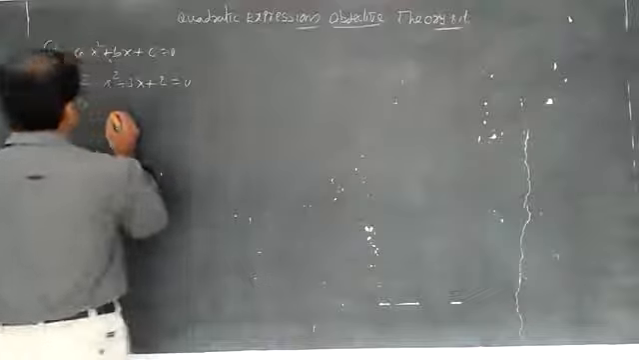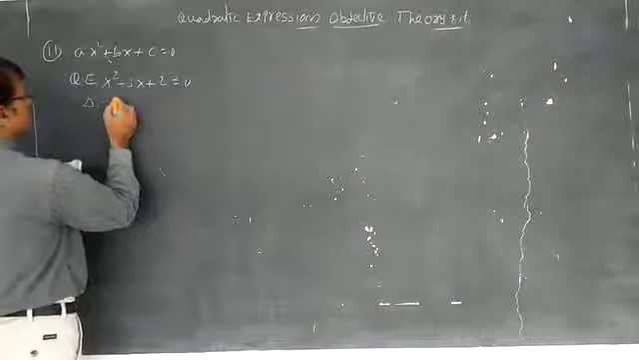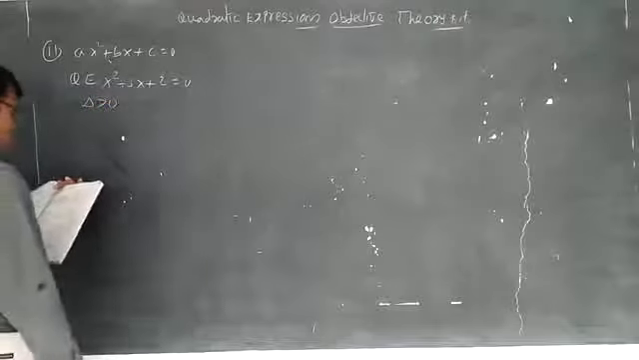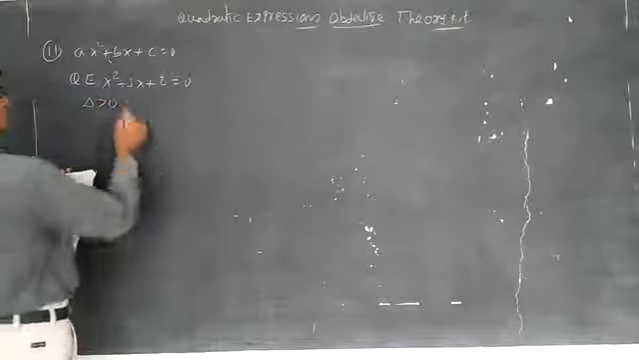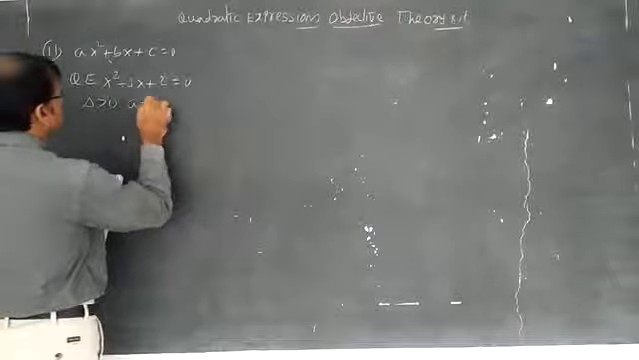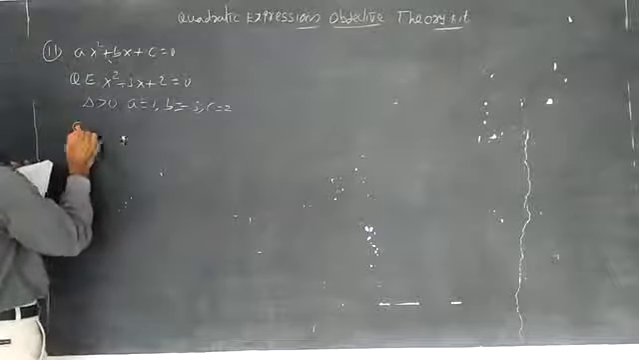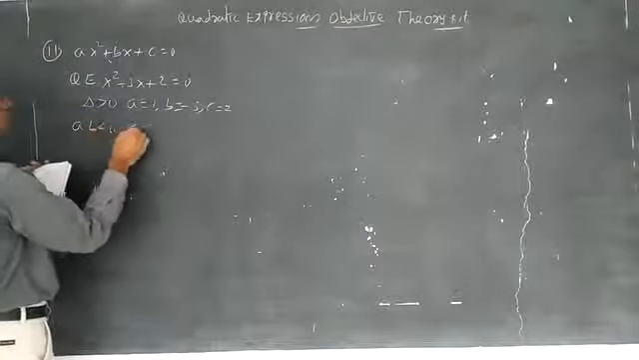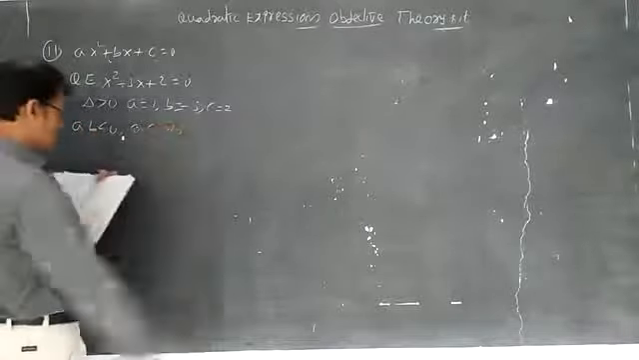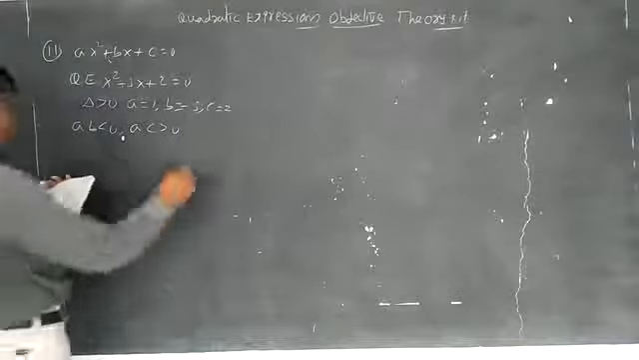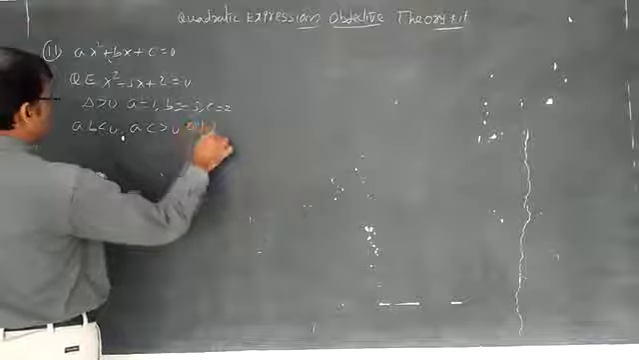Apply delta, b square minus 4ac. Of course, it is greater than 0. How many options are there? There are 3 options. Here a is equal to 1, b is equal to minus 3, c is equal to 2. So ab less than 0 we got, and ac greater than 0. That's all. Delta greater than 0, ab less than 0, ac greater than 0 is option 3.